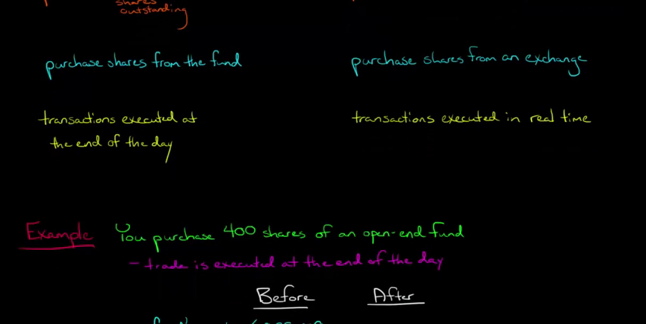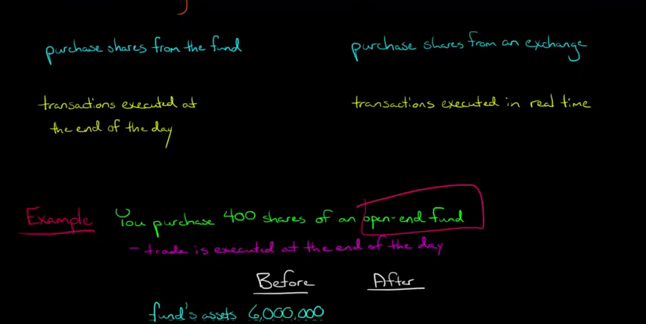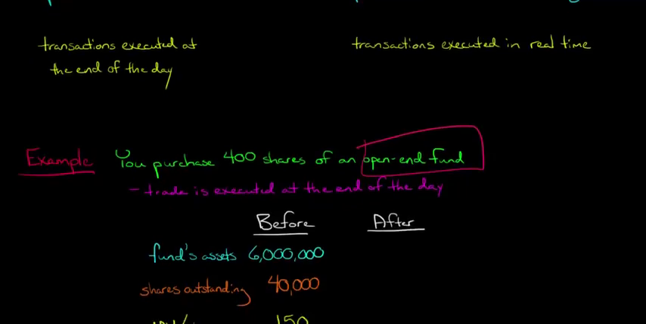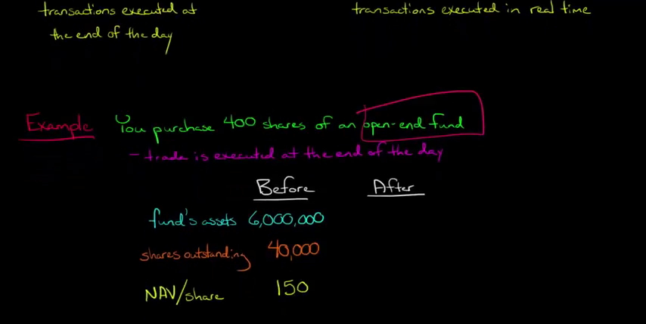So I just want to give you an example, since we've been talking abstractly here. Let's say that you buy 400 shares of an open-end fund. Okay, so we're talking about the open-end fund. Then we'll talk about a closed fund later. So first thing is the trade, right? You want to buy these 400 shares, and that's going to take place at the end of the day. Even if you say at 10 a.m., I want to buy 400 shares, the mutual fund doesn't execute that immediately. They wait till the end of the day.